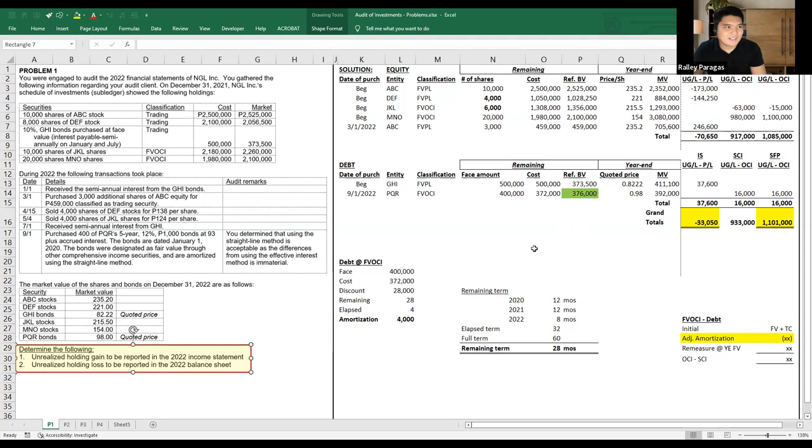It's a bit long, no? We only have a few more minutes remaining, but I think we can still squeeze in one more comprehensive problem. So let's proceed to the next problem, which is investment in associates. So hopefully we've been able to refresh our memory on the concepts of investments, particularly on classification and calculation of your unrealized gains and losses in profit in the income statement as well as in the balance sheet. Okay, so let me present my PowerPoint again.